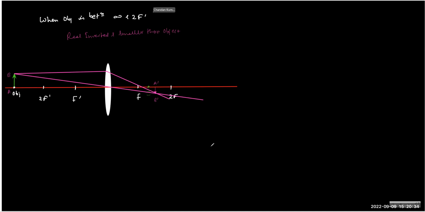And the moment you go beyond f dash, between f dash and the optical center, it will become diverging there. So there is no question of convergence.